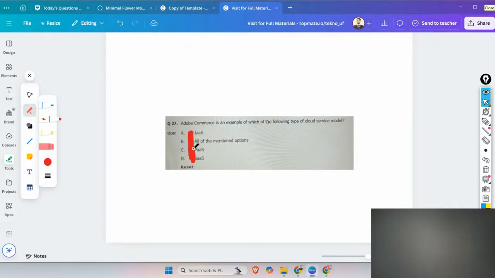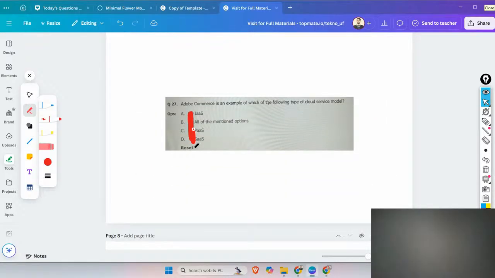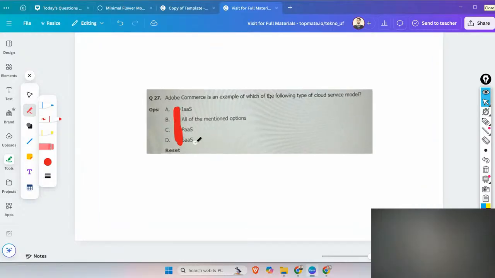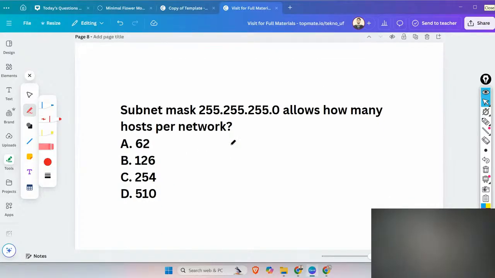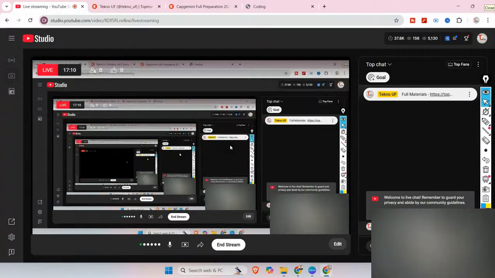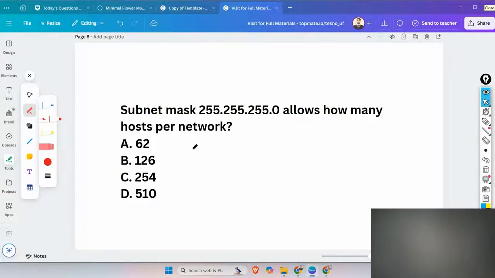The next question is this: Adobe Commerce is an example of which of the following cloud service models? This is a real question, guys. Please give the answer in the comment section. This is an example of a SaaS application. I hope you understood. Let me go to the next question. I think this is the last question of today's session. The link will be given in the description box, guys. Go through that and prepare.